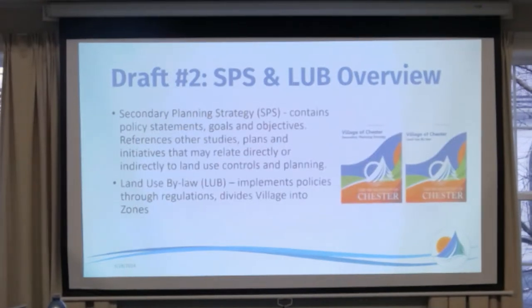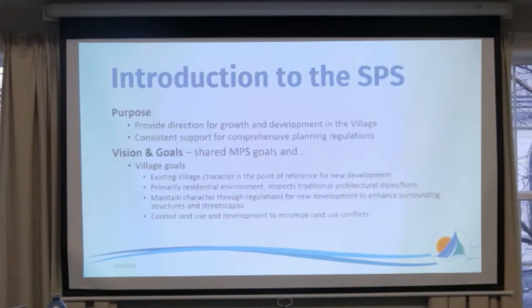So just as a quick overview, when we talk about the village planning documents, there are two documents that we mean. This is the secondary planning strategy. That's the policy document of council. It sets out goals and objectives and those sorts of higher level initiatives. And then the land use bylaw is the companion document, and that's the regulatory piece that implements the rules that carry out the policies that the secondary plan speaks to.